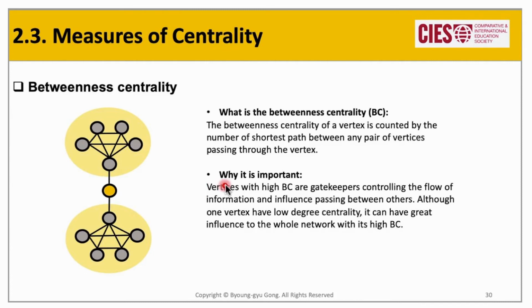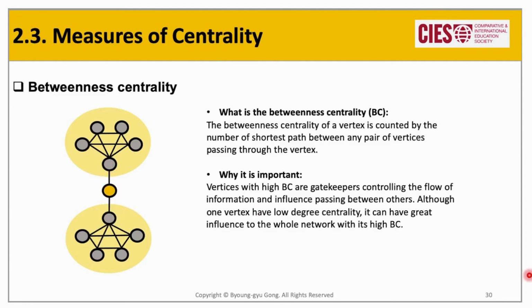Then, why does betweenness centrality have such importance? Just imagine that we delete the yellow vertex here. Then, we will lose a large number of connections, because that was the only way the two clusters are connected to each other.